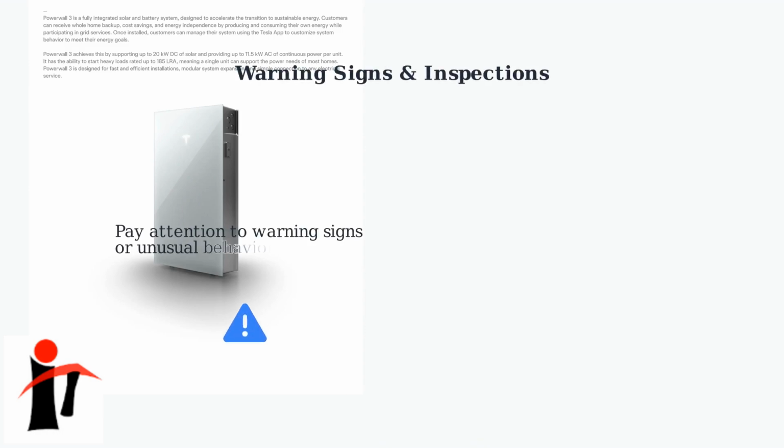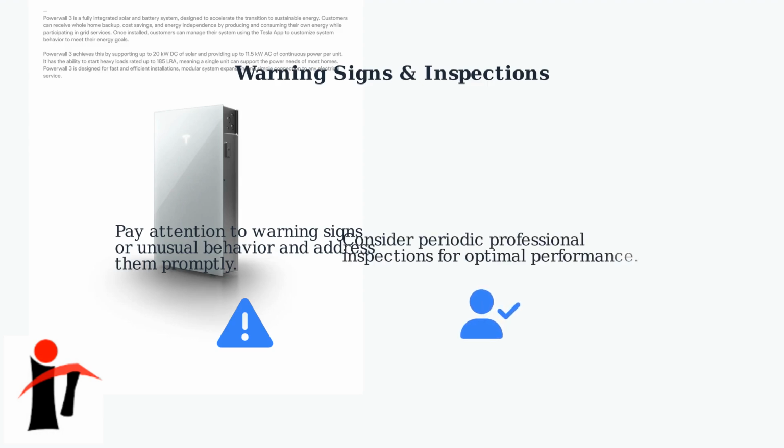helping prevent issues. Pay attention to any warning signs or unusual behavior and address them promptly. Tesla's predictive maintenance alerts users to potential failures. Consider periodic professional inspections to ensure everything is functioning properly.